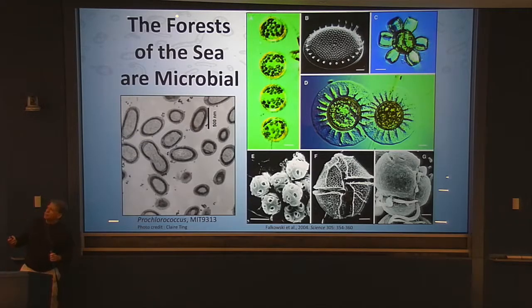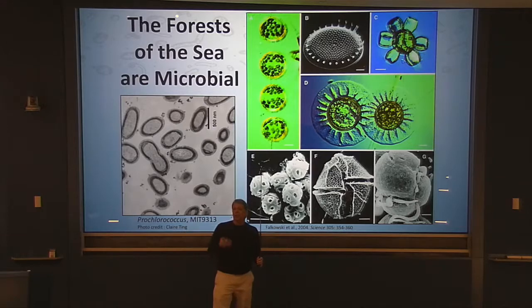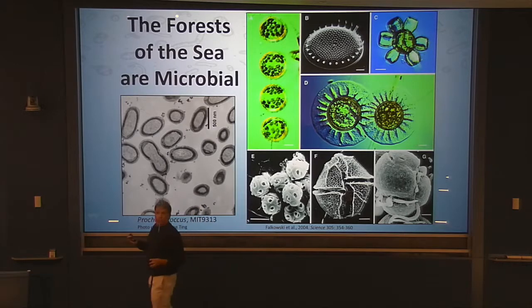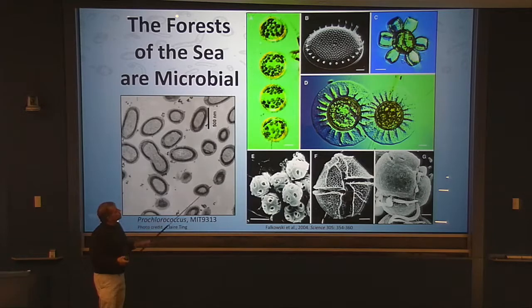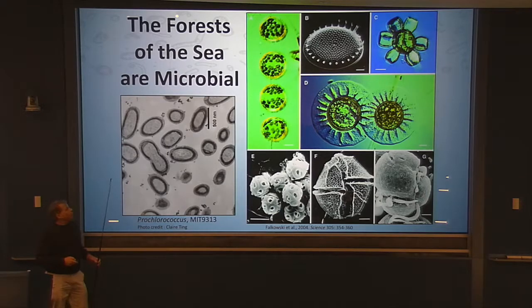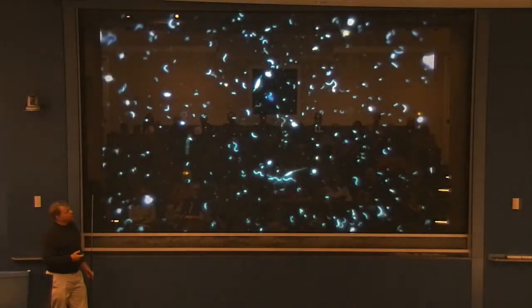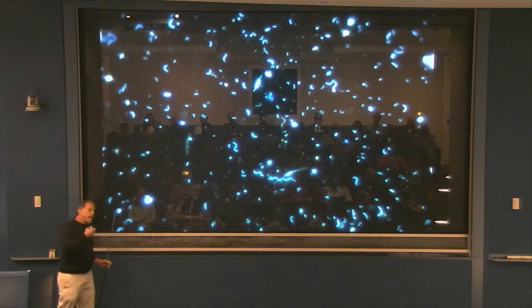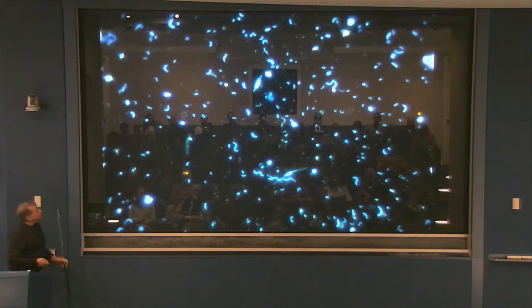From the perspective of a microbiologist, one of the more important things is that the forests of the sea are microbial. Unlike terrestrial systems with macroscopic plants, in the sea we have very small microorganisms which are responsible for all that photosynthesis and produce about half of the annual production of oxygen each year on our planet. So these little organisms, although they're very tiny, are super important for primary productivity in the ocean and generation of the oxygen that we breathe.